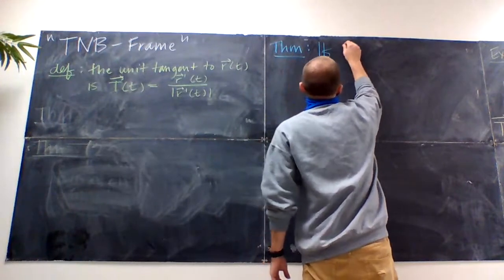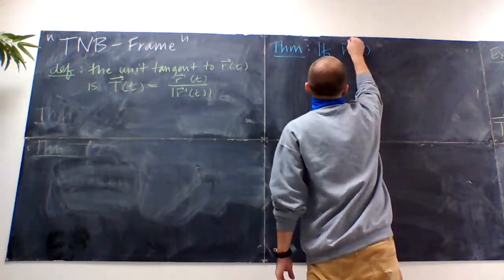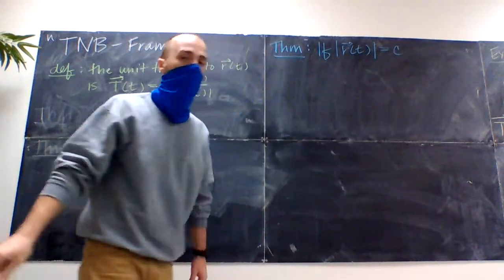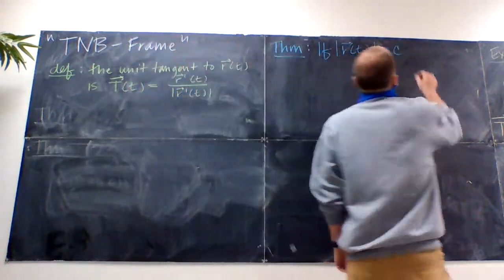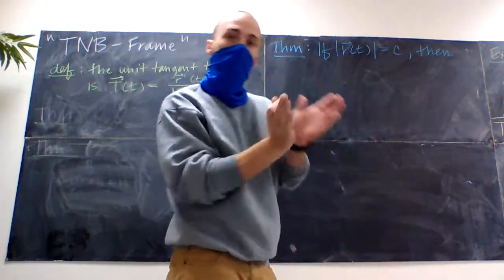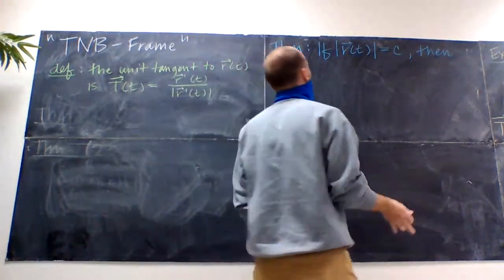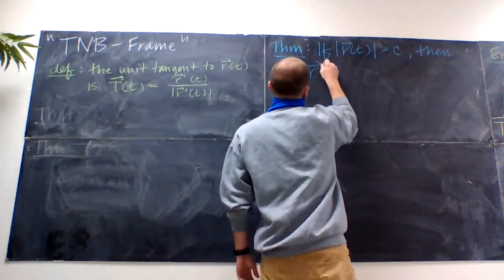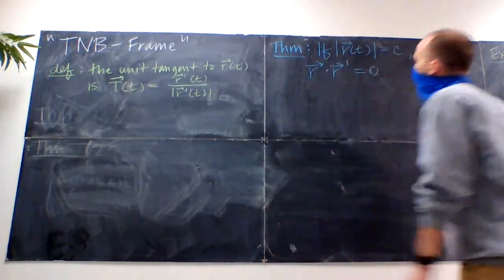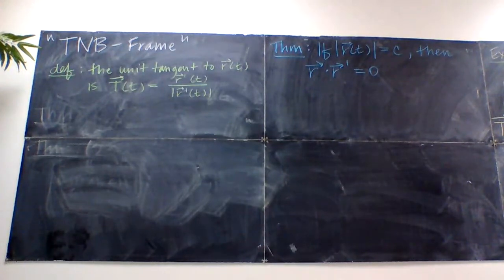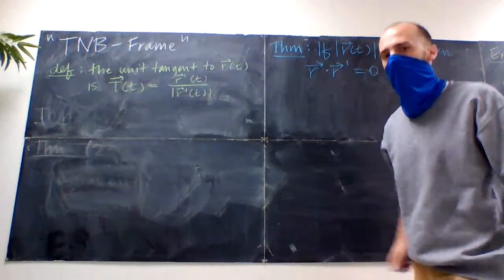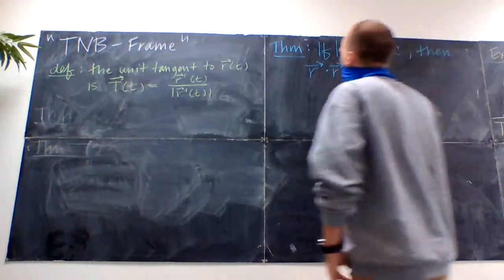So if r of t is a vector valued function with a constant length, where C is a real number, then r and r prime will sit orthogonal to each other. And a more mathematical way of saying that is that the dot product of r and r prime is going to be 0. That was something that we saw in linear algebra, that those were equivalent conditions. Dot product equaling 0, vectors sit orthogonal to one another. So the proof is not going to be very difficult.